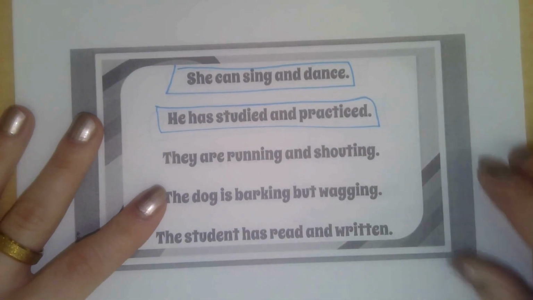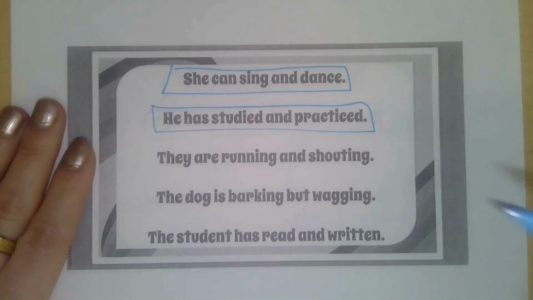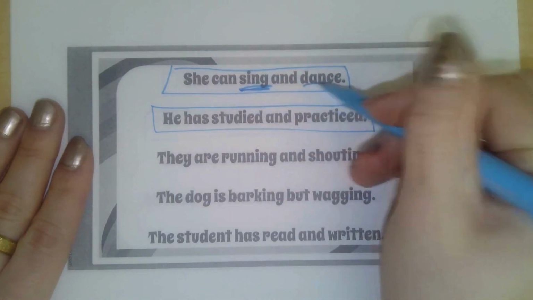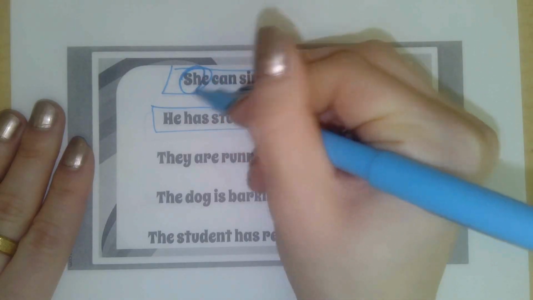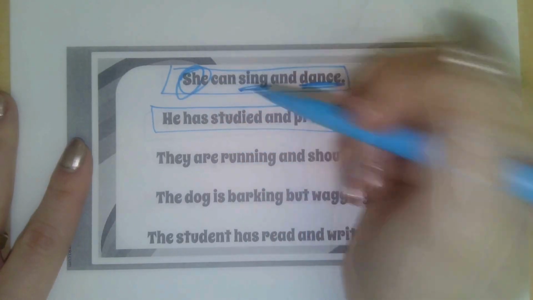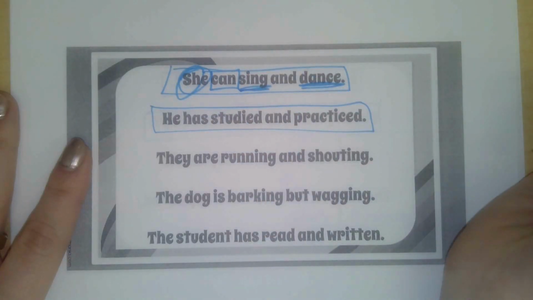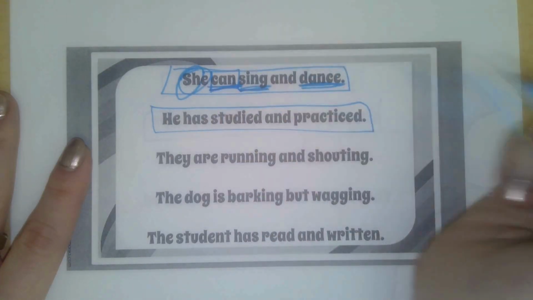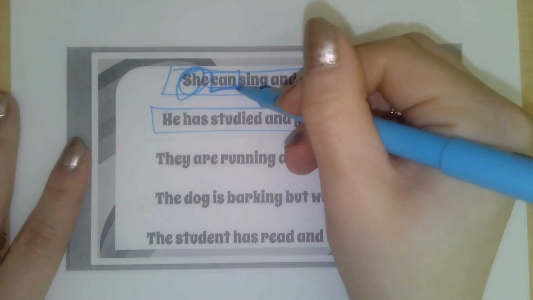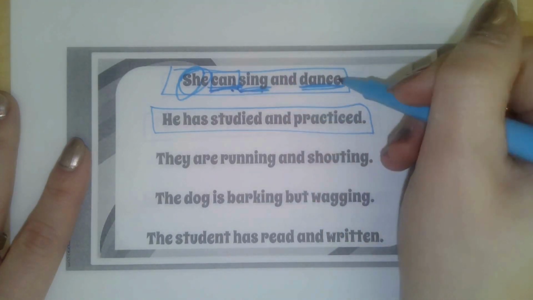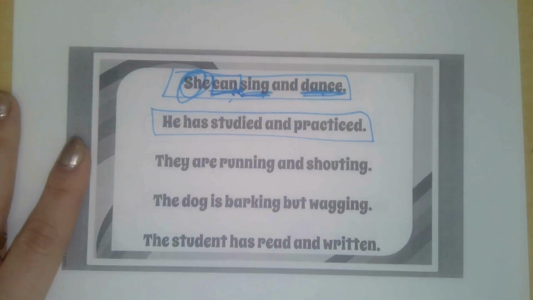Okay. She can sing and dance. This one we've got multiple verbs again. Sing, dance, single subject, she. Then we have this word can. Can is our helping verb. There's only one helping verb, but there are multiple main verbs. So here's how we do that.